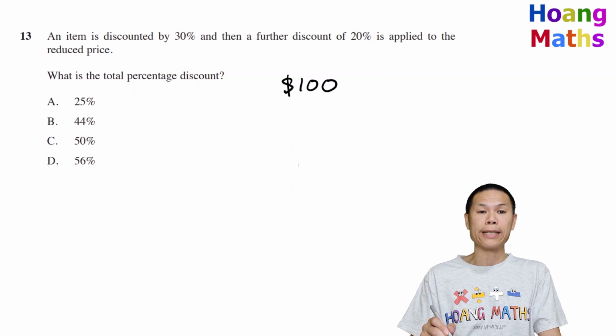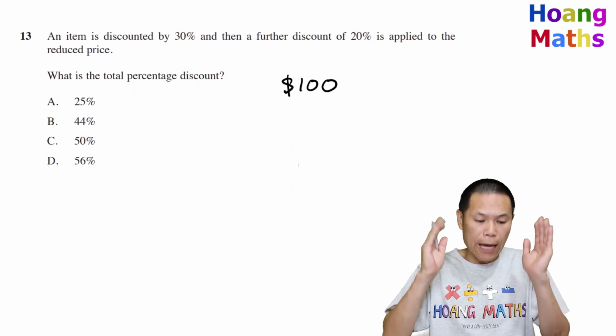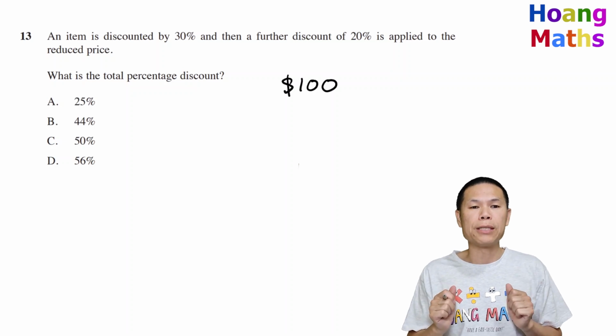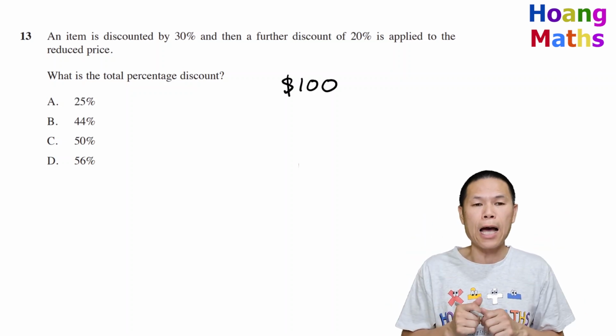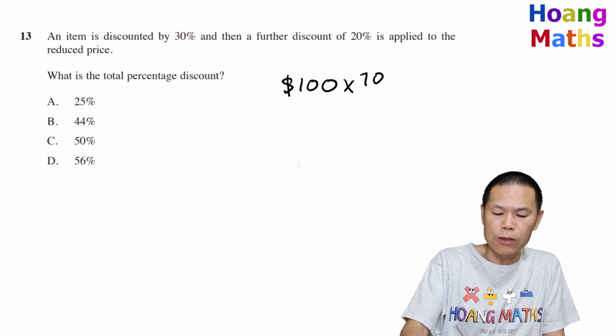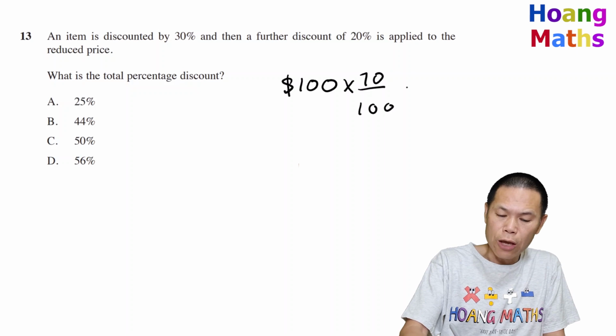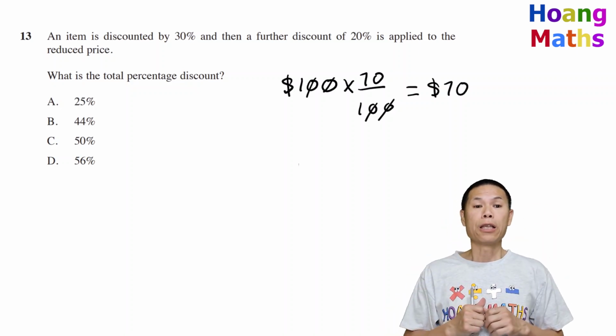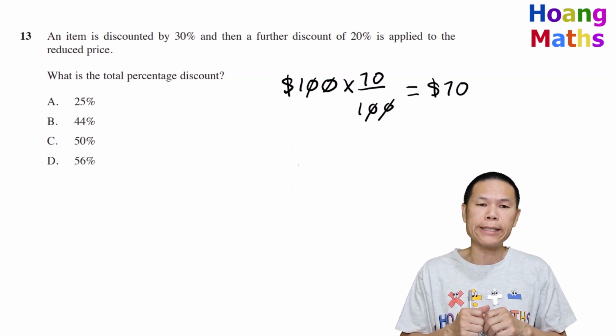That is before discount. So if we get a discount of 30%, we only pay for 70%, because altogether it is 100%. Okay, so the price after 30% discount is 70%. So therefore, these two cancel out, and that will give me $70. So that is the price after 30% discount.